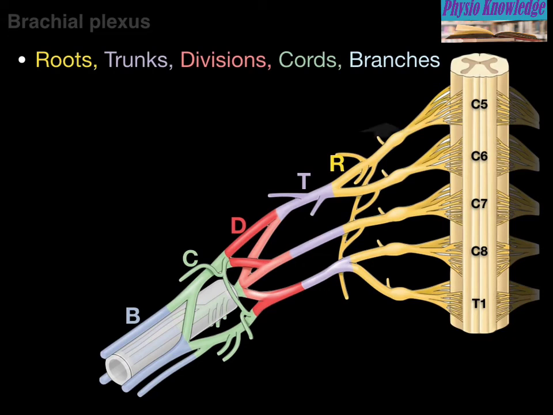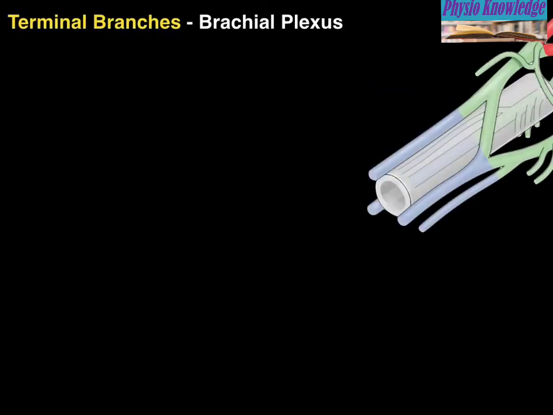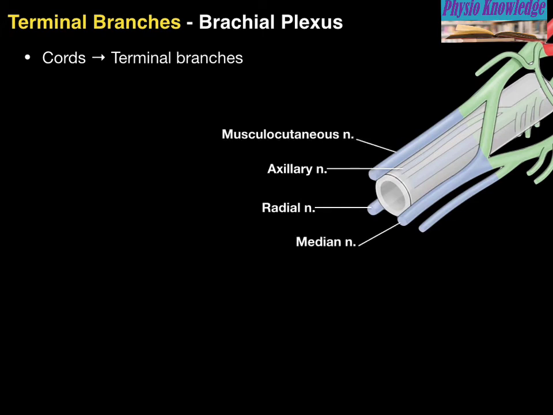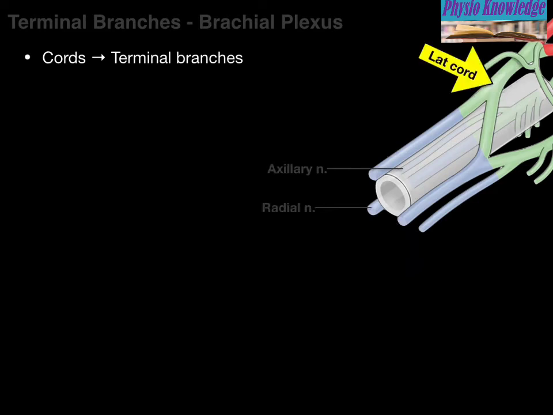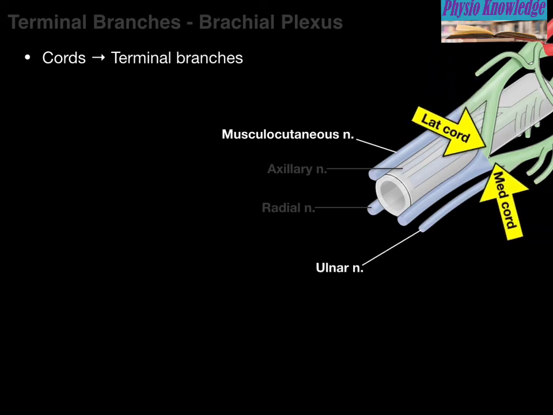Okay, we're now going to talk about the branches, also known as the terminal branches of the brachial plexus. And so the terminal branches are derived from cords. And so when we take a look at the axillary, radial, musculocutaneous, median, and ulnar nerves, they're formed by the cords. So there is our posterior cord, and it gives rise to our axillary and radial nerves. Now, the lateral cord gives rise primarily to the musculocutaneous nerve, the medial cord gives rise primarily to the ulnar nerve, and together the lateral and medial cords give rise to the median nerve.